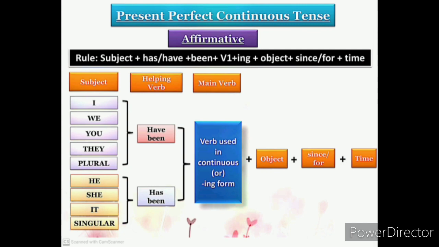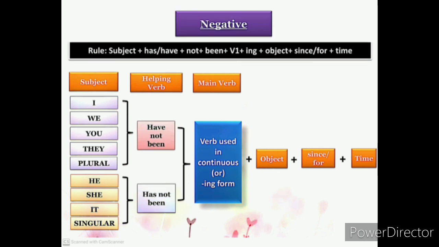We have been writing a letter since 10 o'clock. He has been writing a letter since 10 o'clock. Now next slide is of negative sentence. Rule of negative sentence is subject plus has or have plus not plus been plus v1 plus ing plus object plus since or for plus time. So with subject I, we, you, they and plural, we use have not been, then verb first form plus ing, after that object and then since or for and after that time.